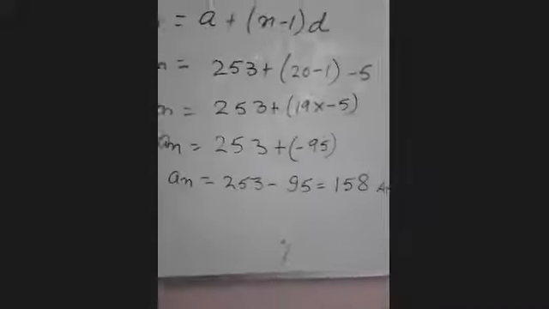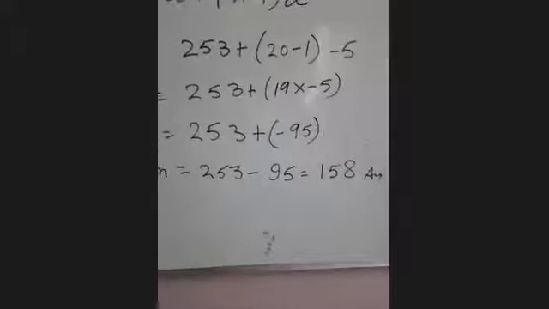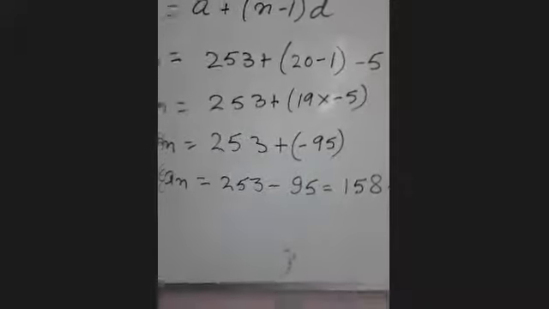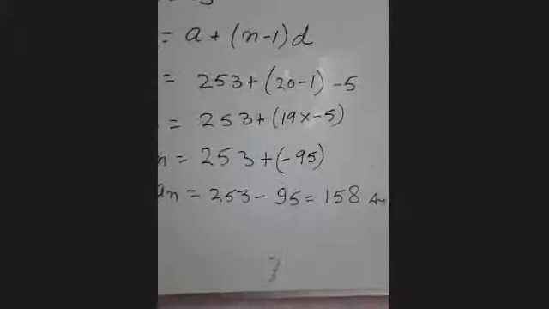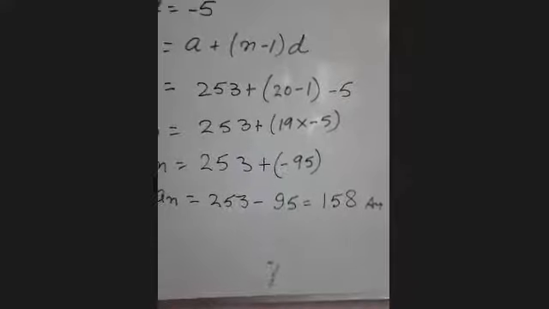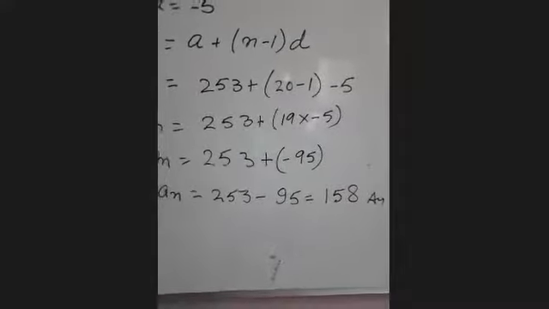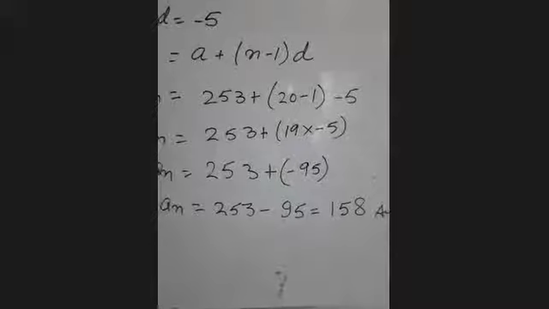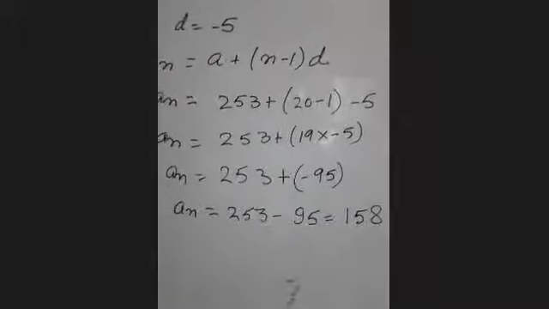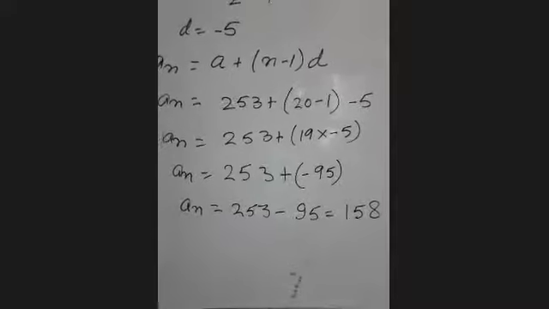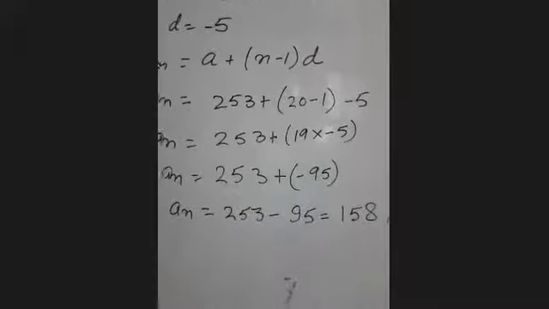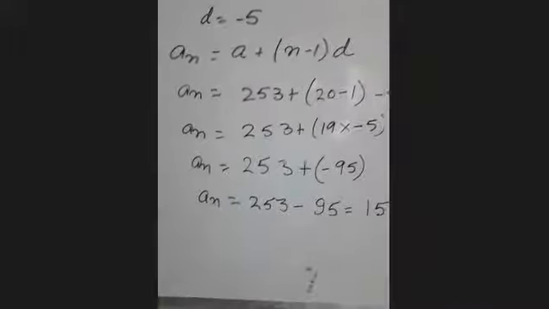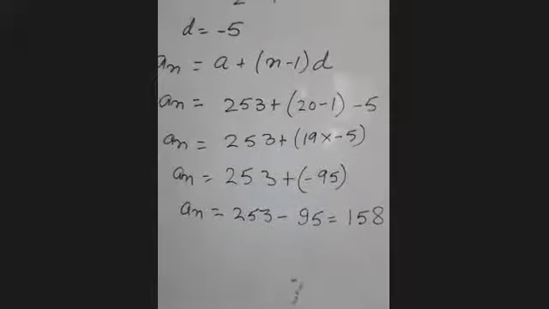So in this way, we can find the 20th term from the last term. Whenever you are given this type of question where we need to find any term from the last term, then D, the common difference, will have a different sign. If the common difference is positive, then it will become negative. And if the common difference is negative, then it will become positive. So whatever the common difference found in the question, its sign is going to be changed if we need to find any term from the last term.